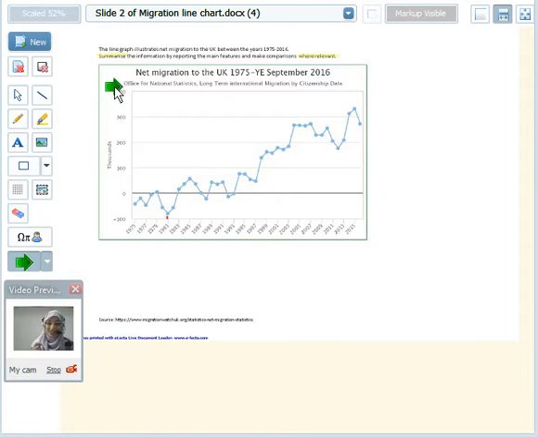Then we get on to the nitty-gritty bit, which is the main body. Now, again, a lot of students will want to write about every single point in this line graph, and there are a lot of points in this line graph. In fact, there are 42 points in this line graph. It's impossible for you to write about all 42 points within the time frame given and within the word count given. So you have to be selective.